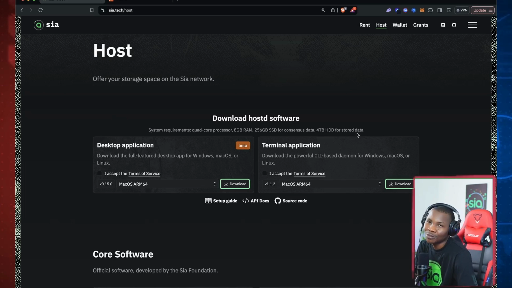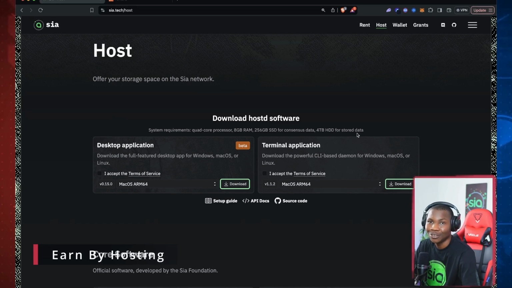The one thing you must understand about the Sia blockchain is that hosting other people's data will fetch you money. You get what I'm saying? So you don't host for free. People pay you to utilize your space on the Sia blockchain.